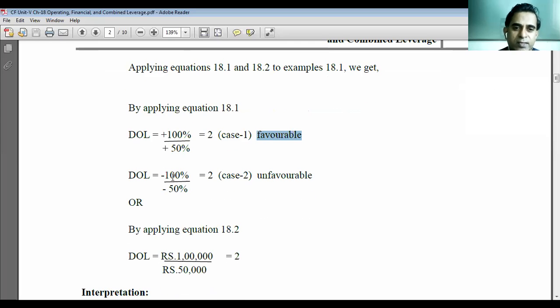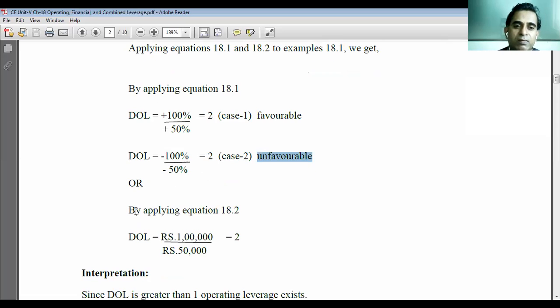And in case 2, where the sales have declined by 50%, the percentage decrease in EBIT was 100% divided by the percentage change in sales, which is minus 50%. The answer is the same, 2. But the degree of operating leverage in case 2 is unfavorable because it has reduced the earnings before interest and taxes, because the sales have declined.